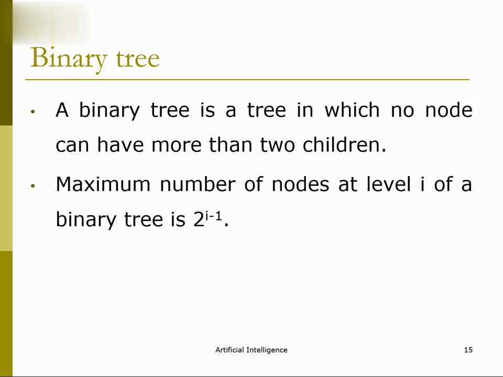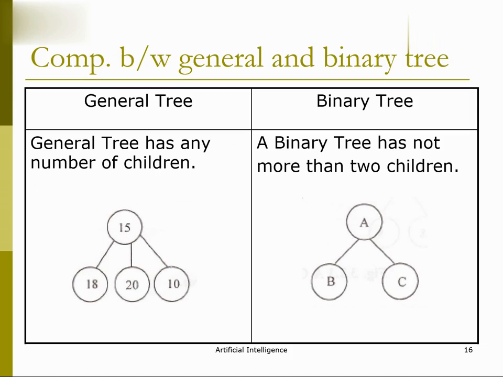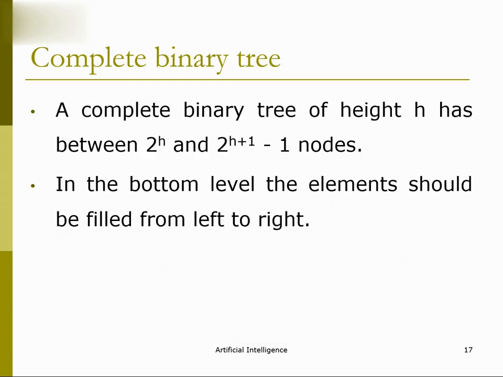A binary tree is a tree in which no node can have more than 2 children. When we are comparing a binary tree with a general tree, a binary tree will have a maximum of 2 children, whereas a general tree has any number of children. A complete binary tree of height h will have the number of nodes between 2 to the power h and 2 to the power h plus 1 minus 1. And all the elements should be filled from left to right, like this.